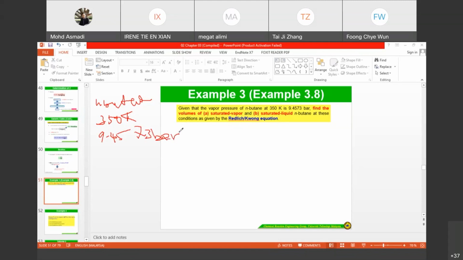What you have to do is determine the TC and PC. How can we determine TC and PC? Table B1, yes. So please determine TC and PC. What is the value? Once you determine TC and PC, you have to calculate TR and also PR. So please calculate TR and PR.